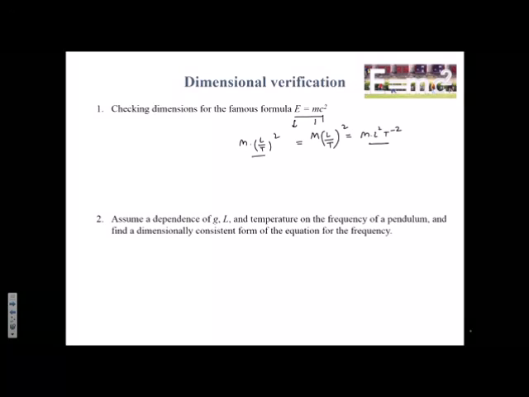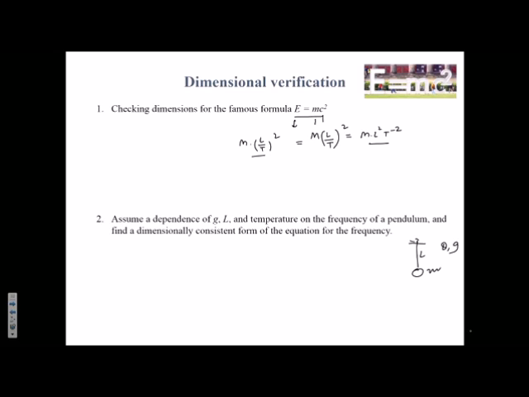The other is you can try to find a rough expression for a physical quantity in terms of some other physical quantities. So for example, the second one is: assume a dependence of g, which is the gravitational acceleration, the length and temperature of the environment on the frequency of a pendulum, and find a dimensionally consistent form of the equation for the frequency. So if you have a pendulum of length L and of mass m, let's say, and the temperature is given as theta, and the gravitational acceleration is g, because depending on where you're doing this experiment, gravitational acceleration could change, right?